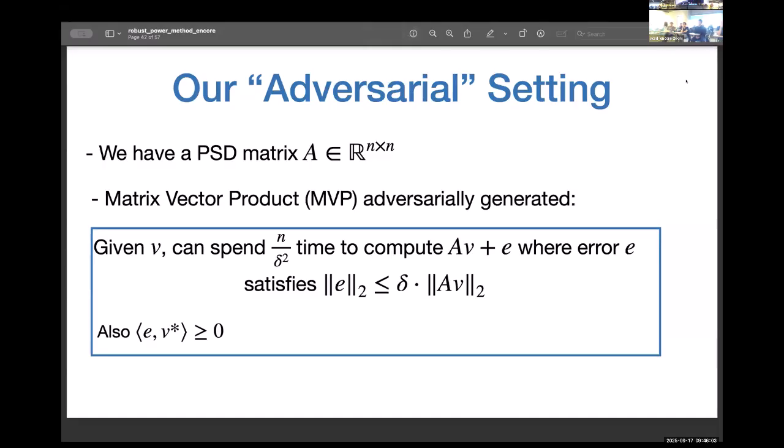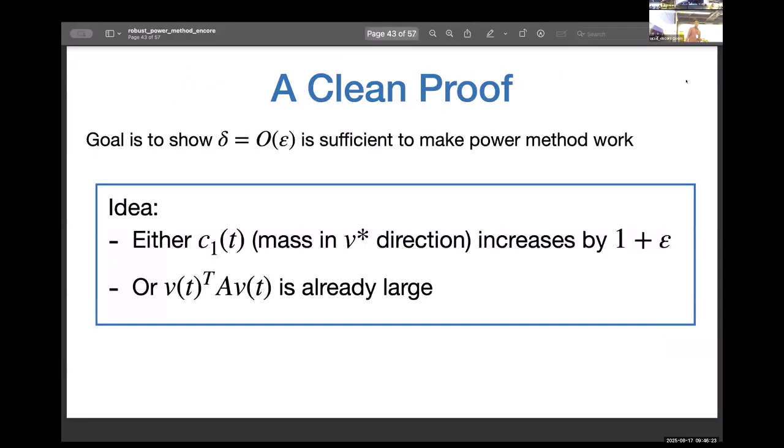All right, let's remind everyone of our setting. Every time we ask for A times v, we get a noisy or adversarial answer. The adversary can do whatever they want up to some bounded radius. I'm also promised that they cannot mess up progress in the first direction, but they can intuitively boost progress in the other directions.